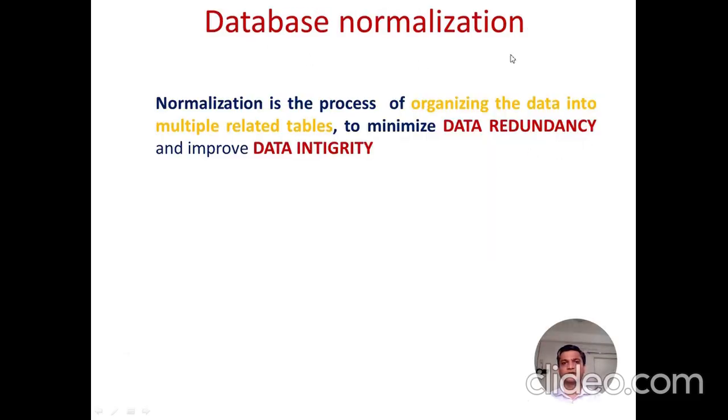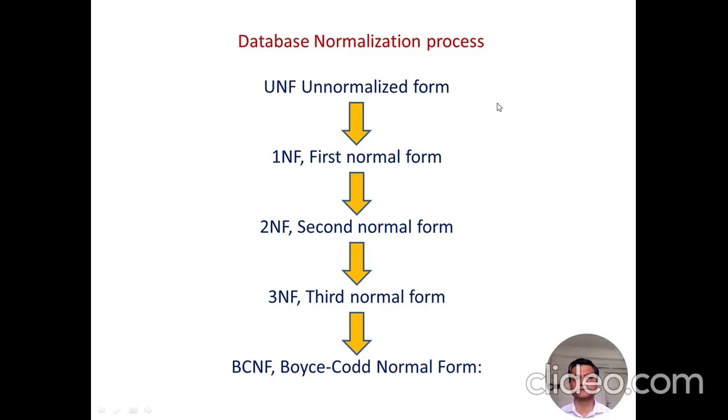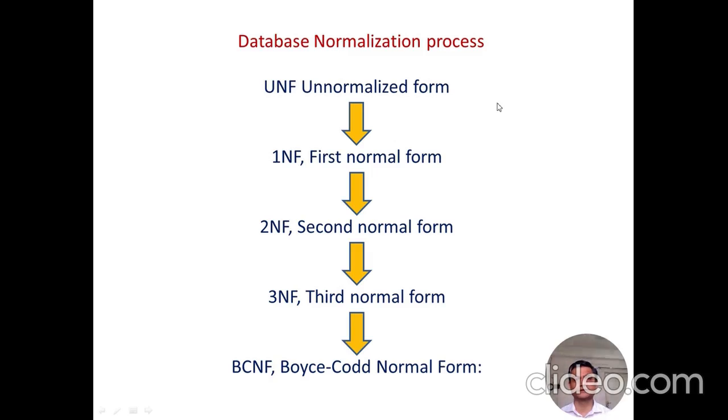This is where database normalization comes in. Normalization is the process of organizing data into multiple related tables in such a way that: 1. Redundancy is minimized. 2. Data integrity is maintained. 3. Updating, inserting, and deleting become easier and safer. Normalization is done in steps called normal forms.